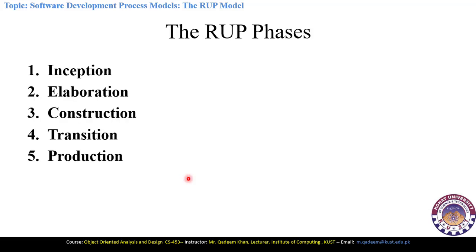Next is the rational unified process model phases. There are 5 phases in rational unified process model. First one is called inception phase. The second one is the elaboration phase. The third one is the construction phase. The fourth one is the transition phase. And the last one is the production phase. Now we will examine all these 5 phases in detail.